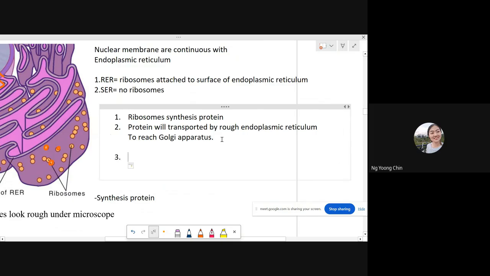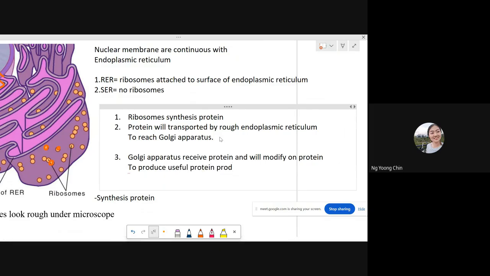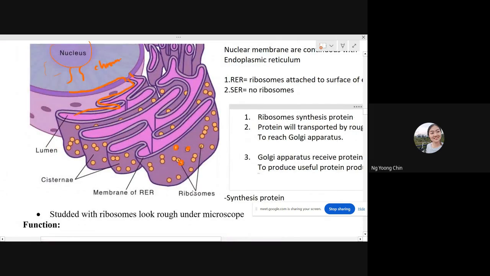So whenever the Golgi apparatus receives the proteins, it will modify the protein to become a useful product. So the Golgi apparatus receives protein and will modify the protein to produce a useful protein product. So those are the process, yeah.